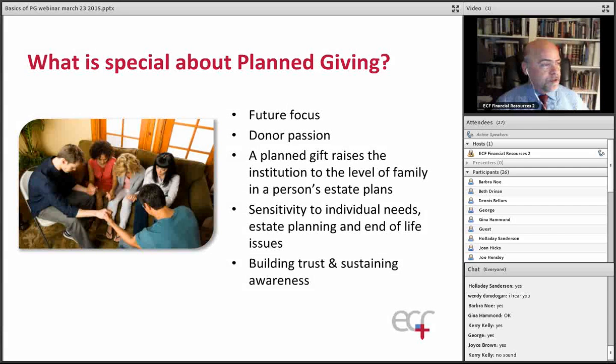Okay. So this is your quick summary of what's special about planned giving, that it is a future focus. It is all about the donor's passion. This is a very emotional gift. Remember that this raises your parish or the Episcopal institution to the level of family in someone's estate plan. So it is keenly important to them as an individual and to their ultimate goals of what they're trying to accomplish.